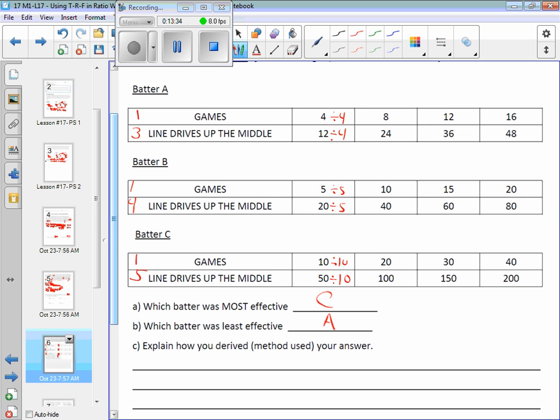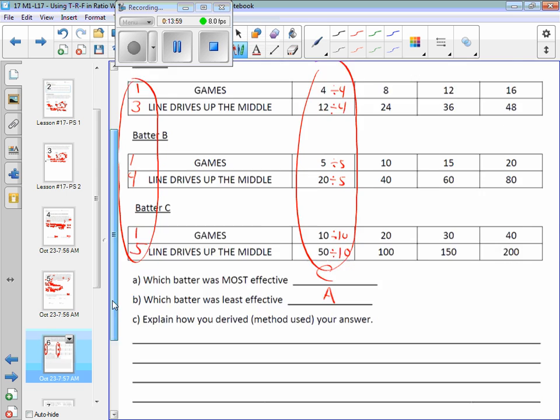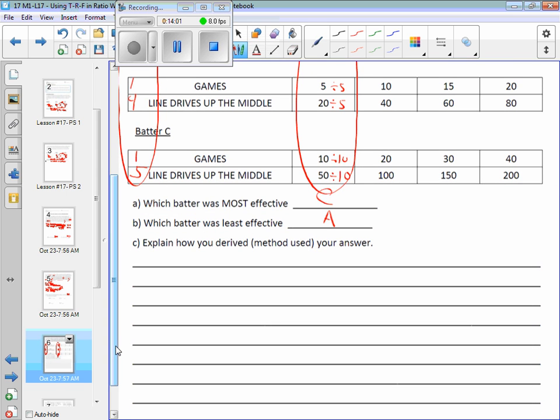Okay, now look, when you do this, if you look back at the original question, it says you must use one of the 3 strategies shown in class. When you do this, this is showing me a strategy. So I don't really need you to do anything other than show me how you got the value of the ratio, and you would get full credit for that. And then in your explanation, which I'm not going to do with you right now, tell me you got the value of the ratio, and then you were able to see the batter that had the most hits is most effective.